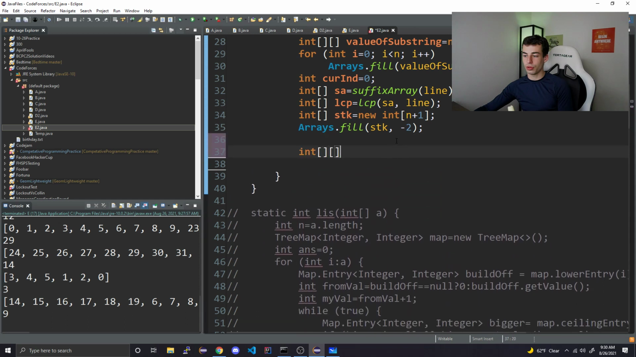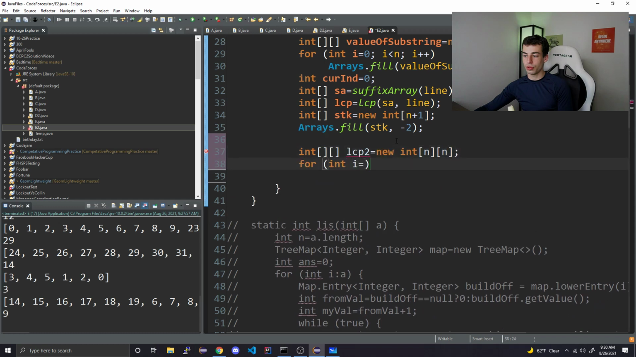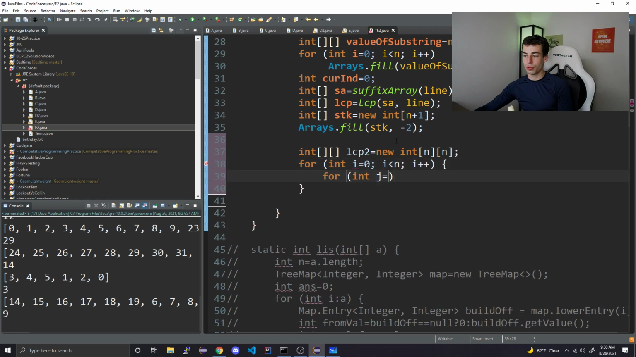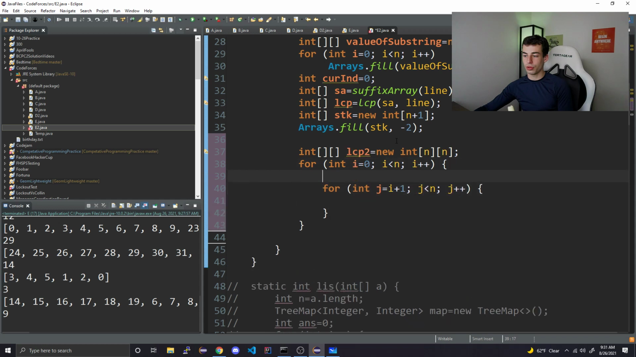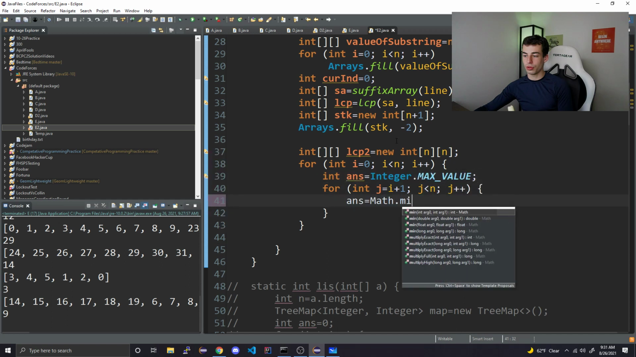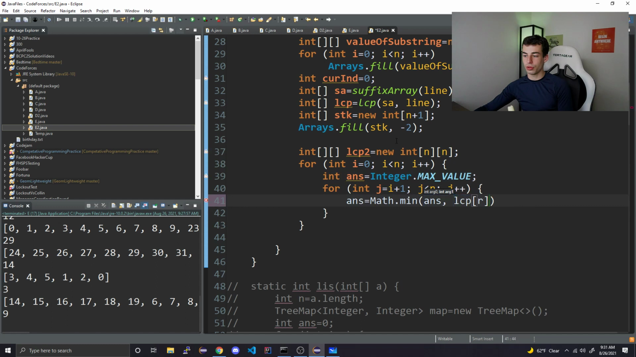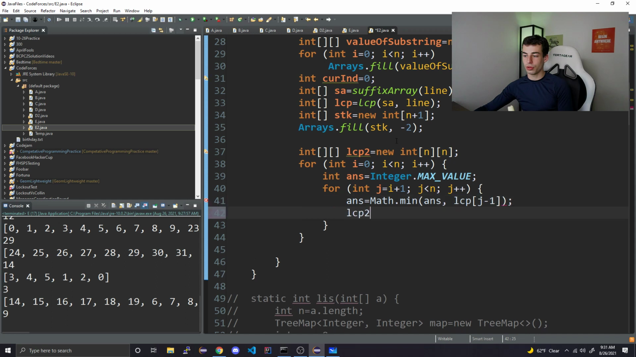Okay. So int array LCP2 gives me int array n by n. For int i equals 0, i less than n, i plus plus. Int j equals i plus 1. J is less than n, j plus plus. Or int ans equals Integer.MAX_VALUE, and then ans equals Math.min of ans and LCP at j minus 1. Okay, and then LCP2 at i j equals ans.